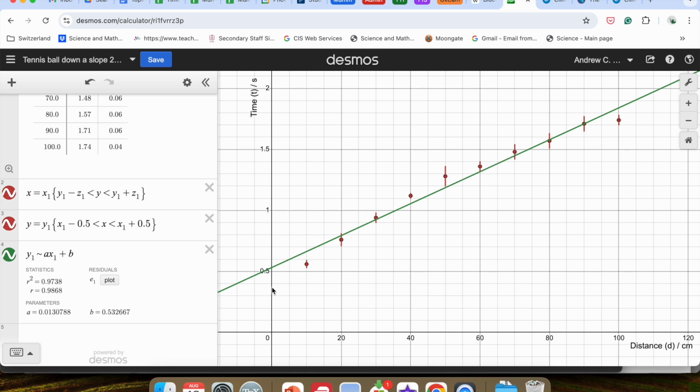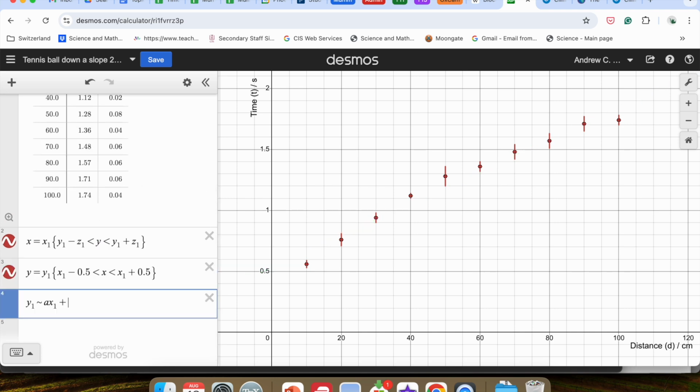Another reason this is not a good model is look at what it predicts about distance equal to 0. It's saying that it should take a tennis ball half a second to roll down a distance that is 0 centimeters. That doesn't make sense. So we're probably looking for a model that goes through the origin. Okay, so we're going to discard this model. It's not a good description of reality.